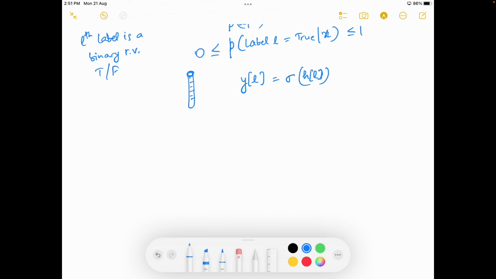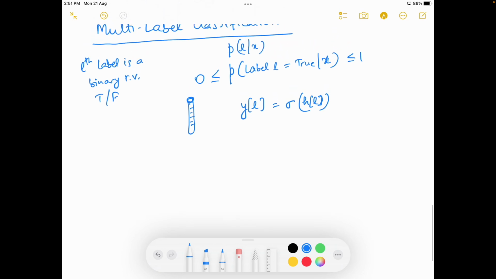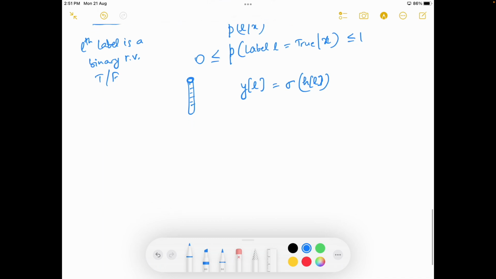Now see, does my every output y_L depend on other entries of h other than the Lth entry? No, it's independent of other entries. It only depends on h_L. So that's an important thing to notice here. Now, what should be my loss function to train the network?